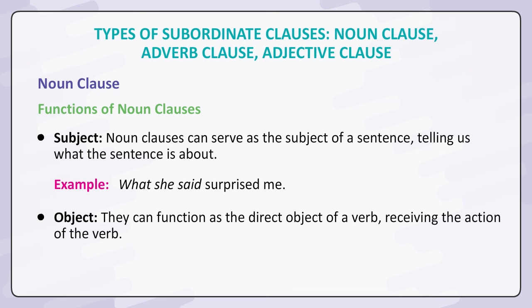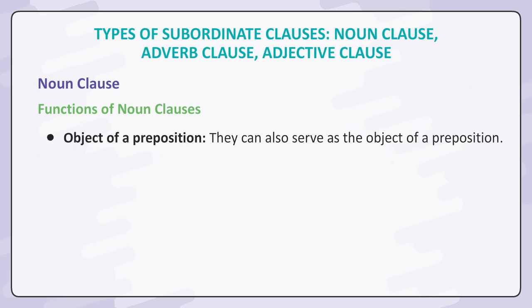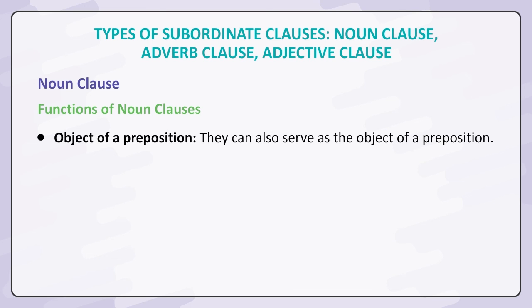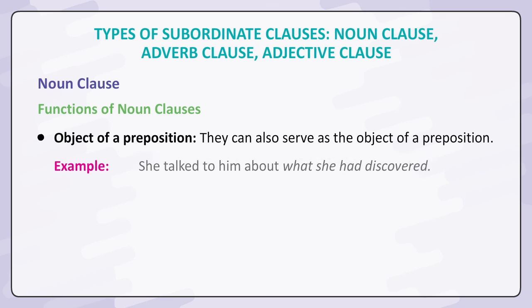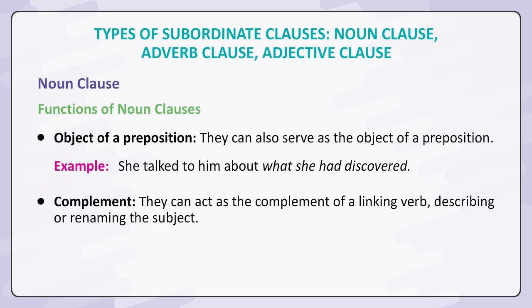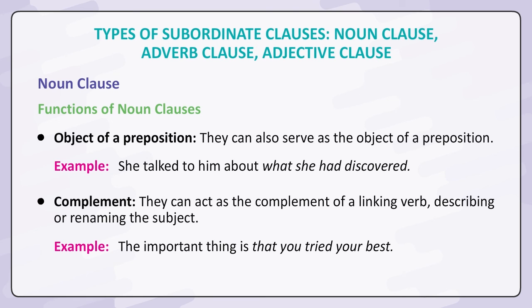Object. They can function as the direct object of a verb, receiving the action of the verb. Example: I heard what you said. Object of a preposition. They can also serve as the object of a preposition. Example: She talked to him about what she had discovered. Complement. They can act as the complement of a linking verb, describing or renaming the subject. Example: The important thing is that you tried your best.